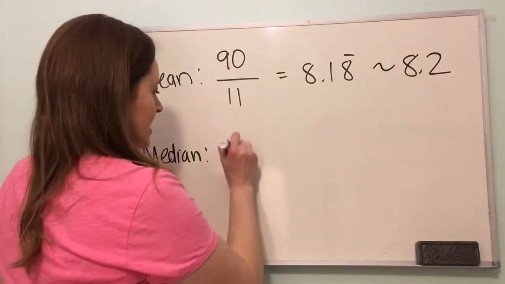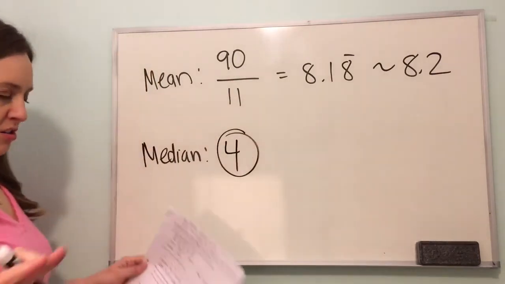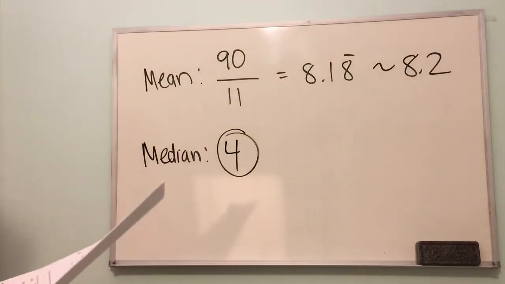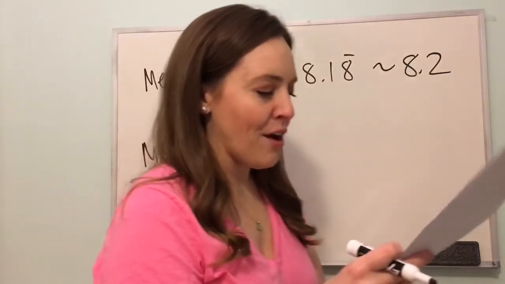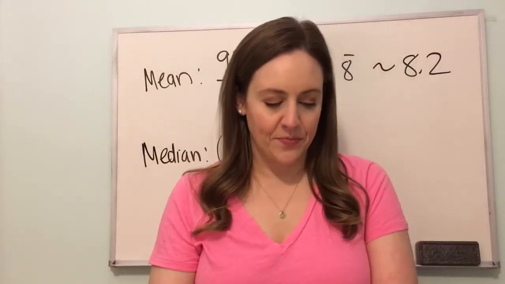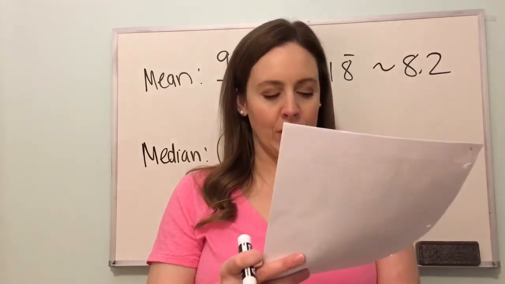Okay, the median is 4 because you put them in numerical order, then you went to the middle value. Good. Now let's talk about a new vocabulary word, outliers. Identify the outliers in the set of data. What does that mean, outlier?